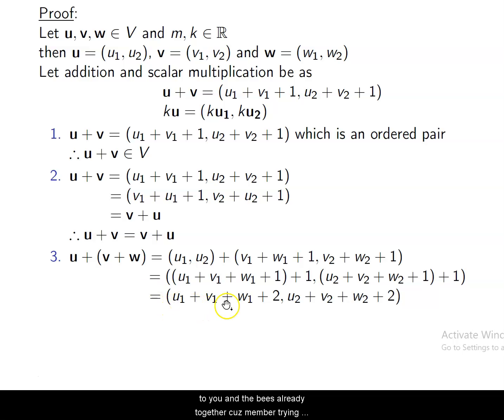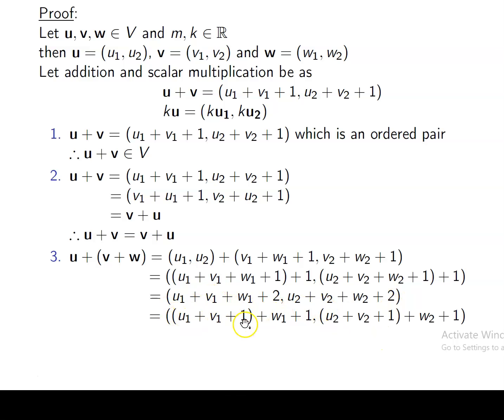I've got the u and the v's already together because remember, I'm trying to rewrite this as u plus v. So I have u1, v1. I'm going to need to steal a 1 from here, and a 1 from here. So u1 plus v1 plus 1, because that's what u plus v looks like, right? That's what u plus v looks like. And the second component plus my w, which is what happens when I'm adding things together.